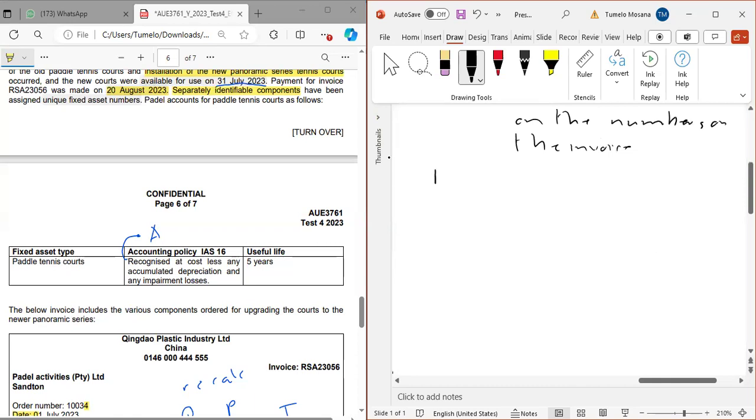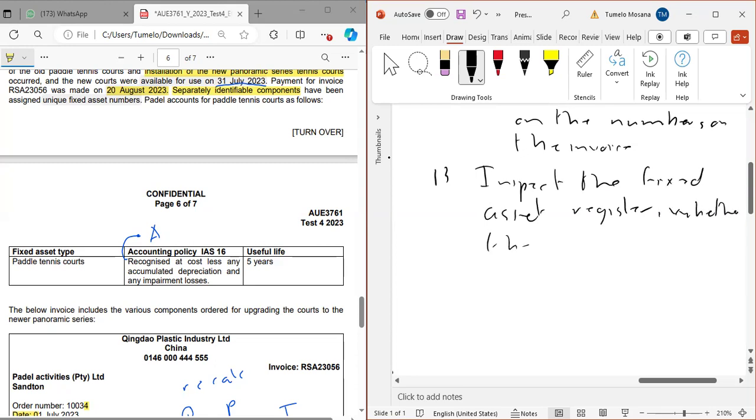Then point number 13, if you still want to state more on this separately identifiable component, right? You would want to inspect the fixed asset register whether the separately identifiable components have been capitalized, right?